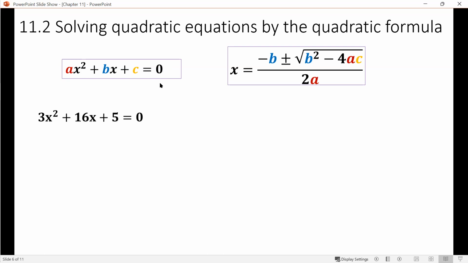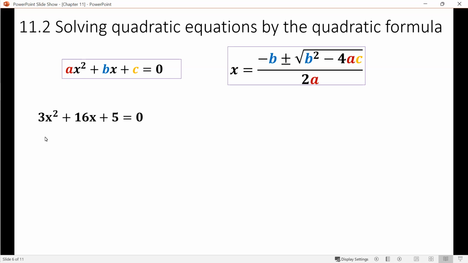And the second thing you want to watch out for is if any of your coefficients are negative, be very careful that those negative signs get brought over here and not confused with the negative signs that are in the formula themselves.